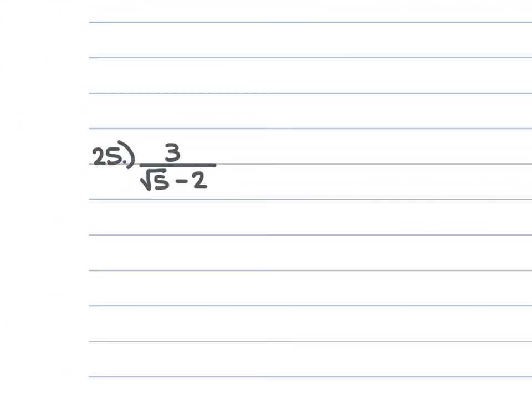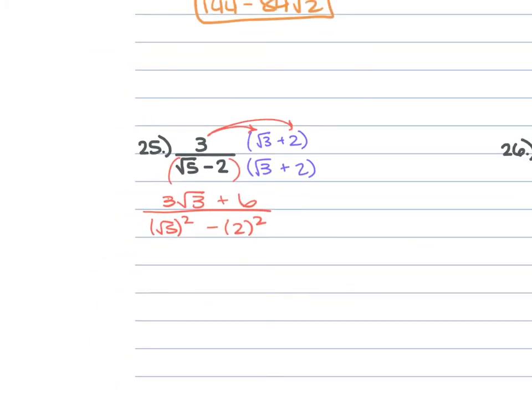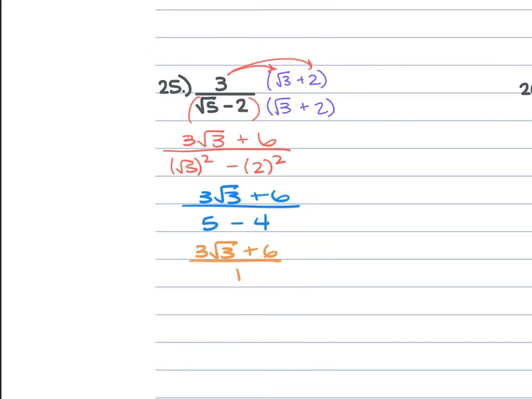For 25, we have 3 over the square root of 3 minus 2. So the conjugate of your denominator is the square root of 3 plus 2. Top and bottom will multiply. We're going to have to distribute that 3 in since it's something other than 1. So this is going to be 3 square root 3 plus 6 all over the square root of 3 squared minus 2 squared. So the bottom is going to be 3 minus 4, which is 1. So 3 square root 3 plus 6 all over 1 is just 3 square root 3 plus 6.